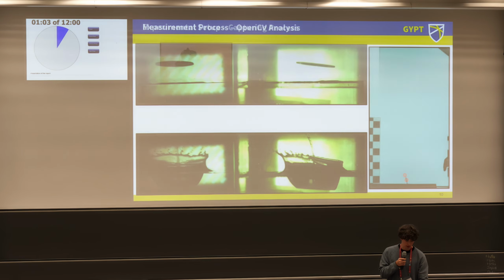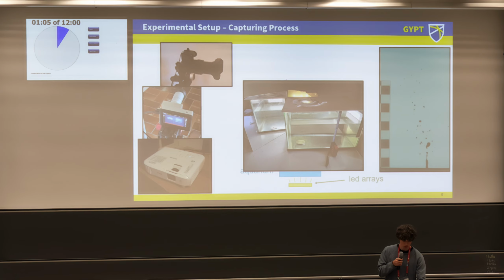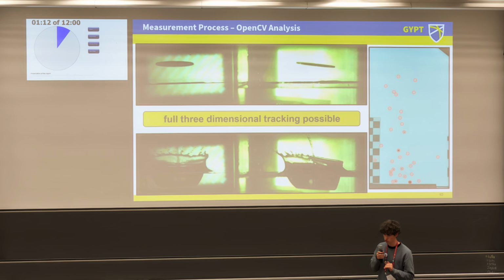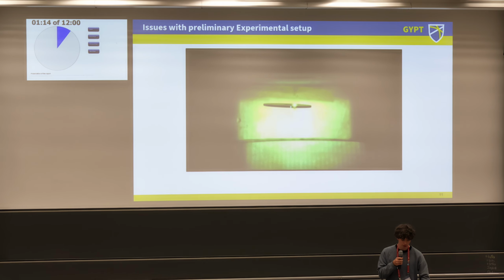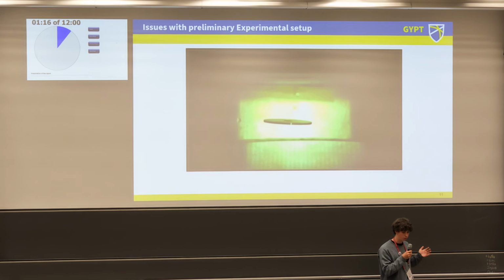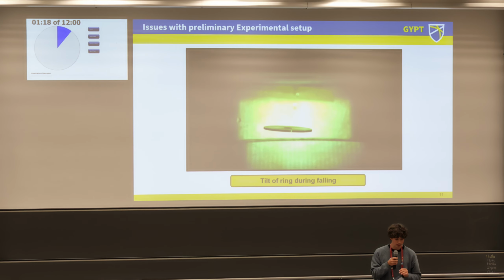This is what all of this looks like in real life. And they were all placed far enough away to reduce parallax errors. With this, we have full 3-dimensional tracking possible. However, there's an issue. Taking a look at this example video, we can see here that we have a tilt of the wing during falling, which might be fine for qualitative observations, but later when we quantify all of this, it will impose a problem.